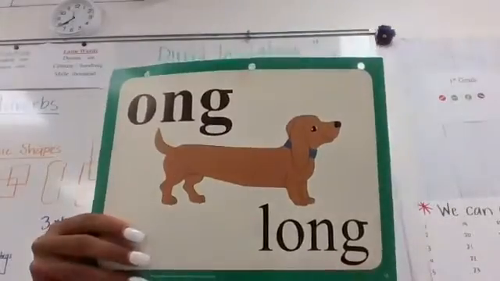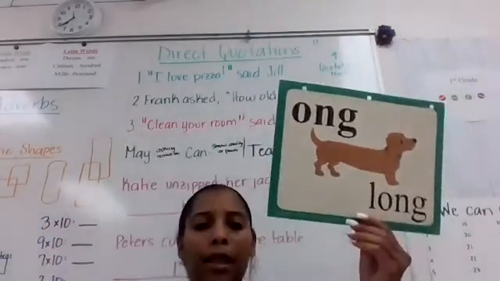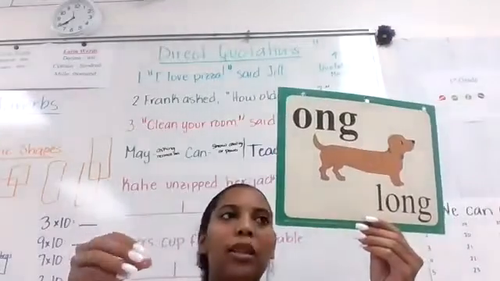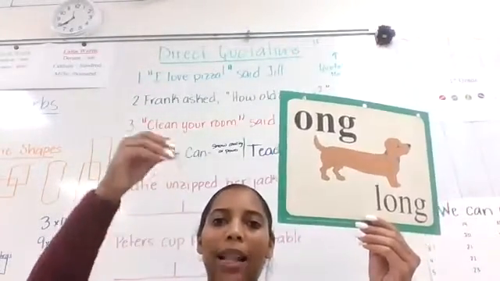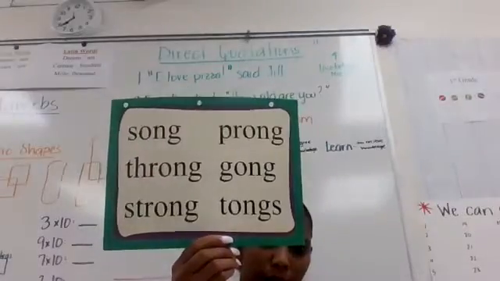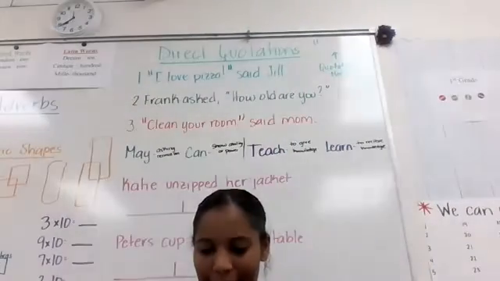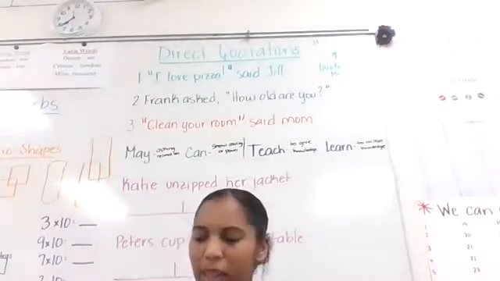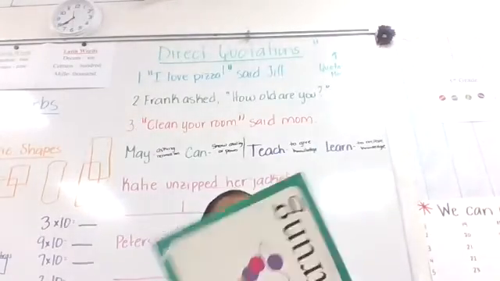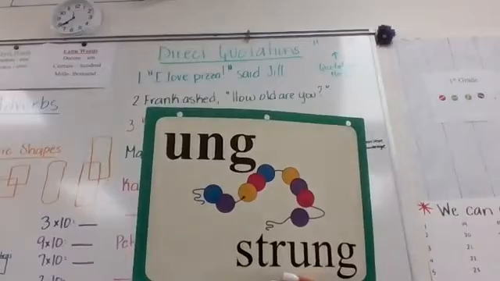ONG says ong, like in long. This is something you use in the kitchen, maybe to pick up some salad, to toss salad. Tongs. You said when you did tacos last week. UNG says ung, like in strong.